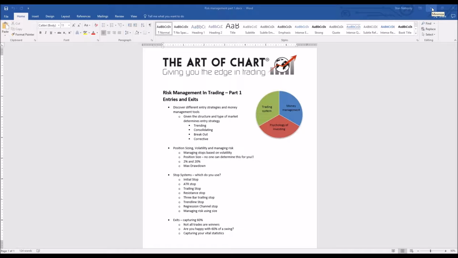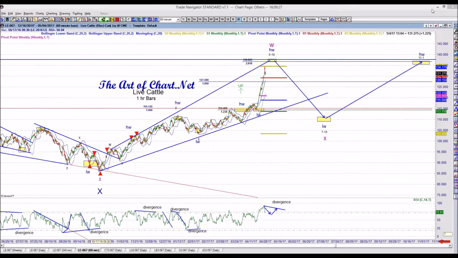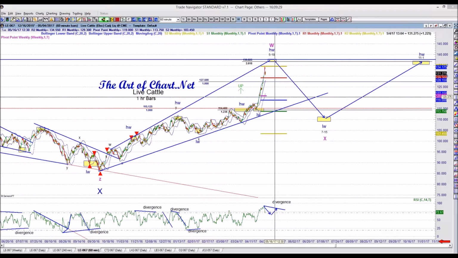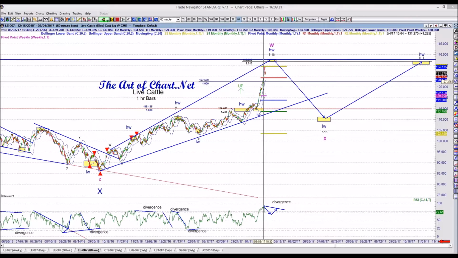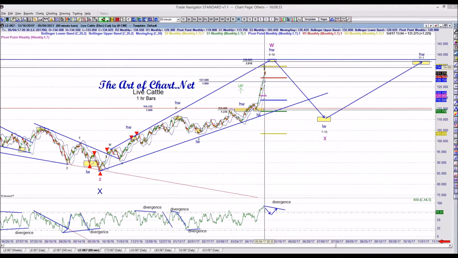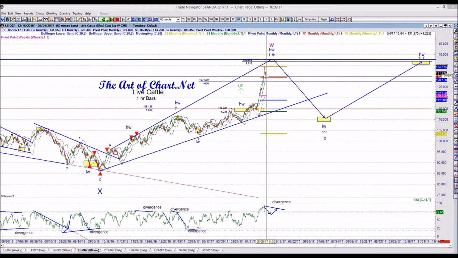Let's start with these 4 different types of pricing structure in the market. I'm going to show an example of a trending instrument right here. This is live cattle. Live cattle went limit up yesterday. It gapped up, I think, $4.50 today, and then of course retraced all of it.